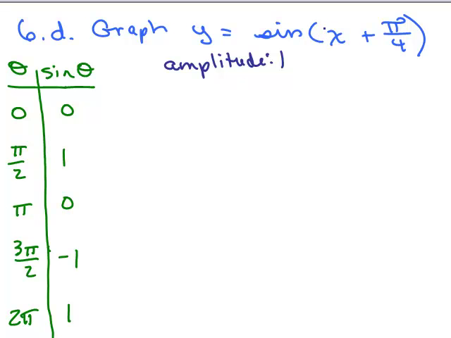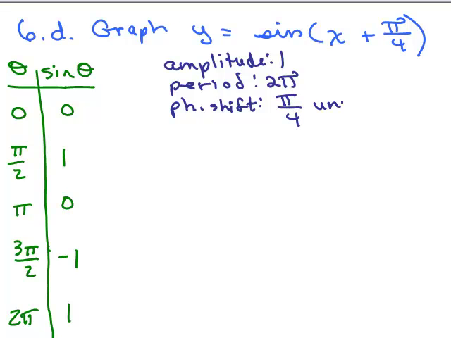And the period, notice there's no coefficient of x except 1, so the period is the same as the regular sine function, which will be 2 pi. And then the phase shift, we have x plus pi over 4. So the phase shift, basically it's the opposite sign. If this is a plus, it's a shift to the left, this number of spaces. So it's going to be pi over 4 units to the left.